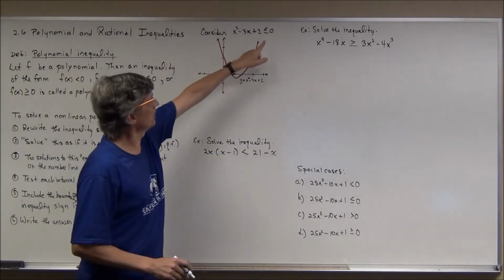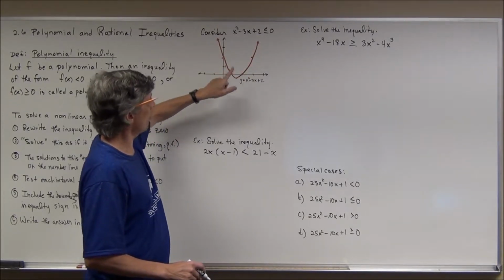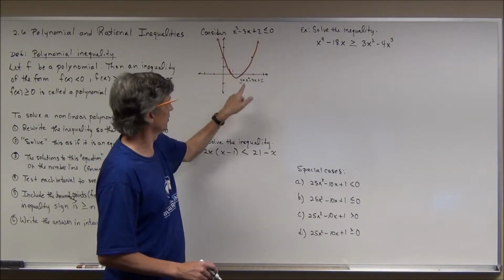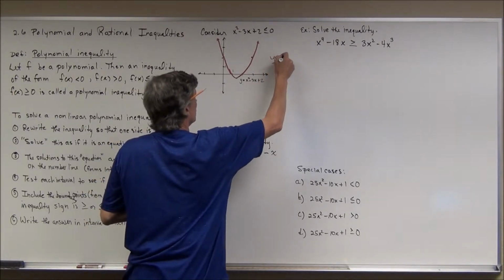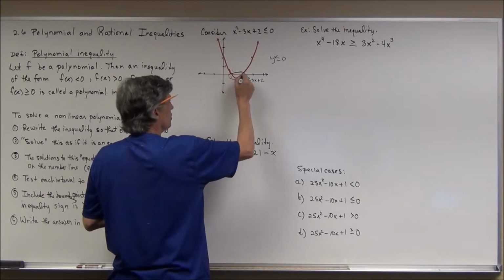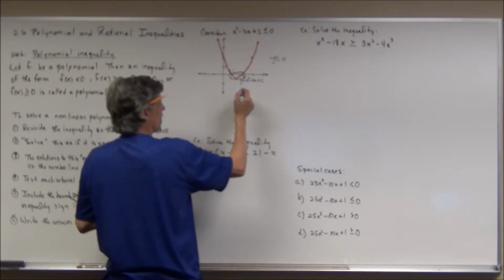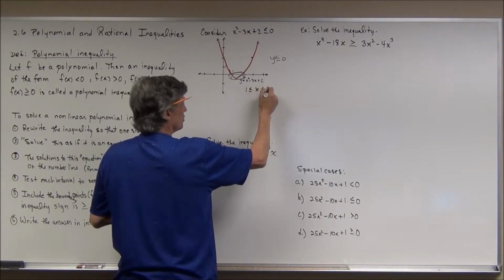If I want it to be less than or equal to 0, graphically, I'm looking to see when the y values are less than or equal to 0, because y is equal to that. When is y less than or equal to 0? Well, that happens right in here, between 1 and 2. So my answer here would be all the values of x between 1 and 2.